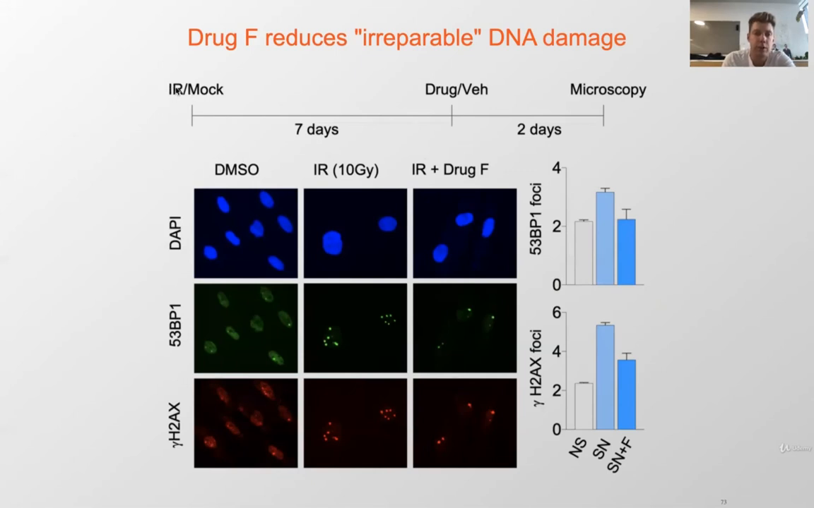So if we treat cells with ionizing radiation, wait 7 days, the cells become senescent and are then filled with these DNA damage foci that will not go away even if you wait up to 3 months. However, if we treat with drug F, you actually reduce the amount of foci to what's comparable to normal levels.